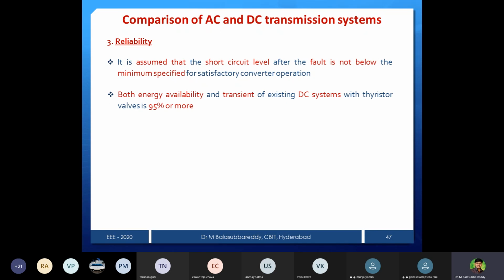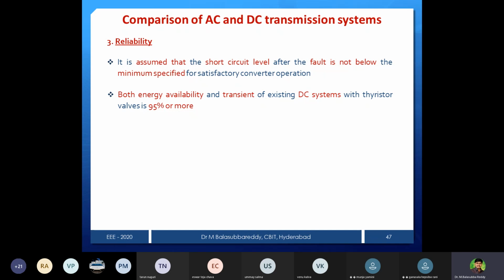Both the energy availability and the transient reliability of existing DC systems with thyristor valves are 95% or more. That shows it is more reliable. Either the energy availability formula you can use, or the transient reliability of existing DC systems with thyristor valves is 95% or more.